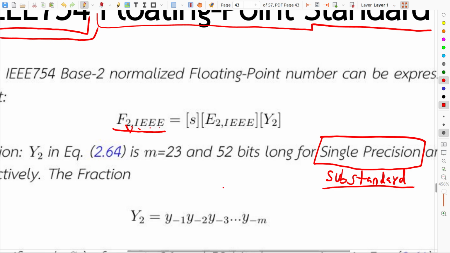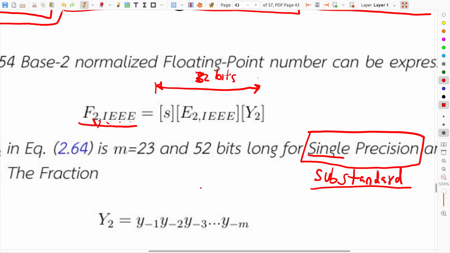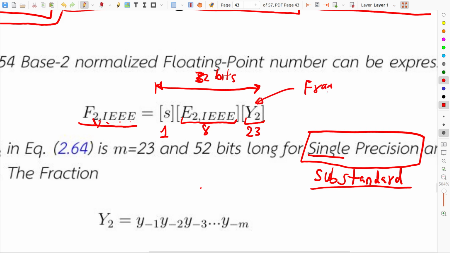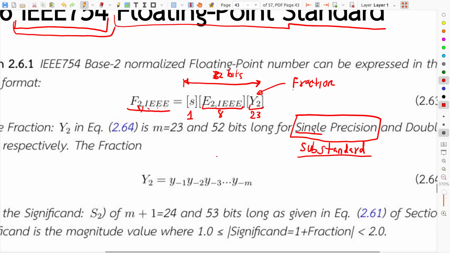In our class, the single precision consists of a total of 32 bits: the sign bit is 1, the exponent is 8, and the fraction is 23, y sub 2. This part, remember, we used to call the decimal part, but in the standard we call it the fraction.